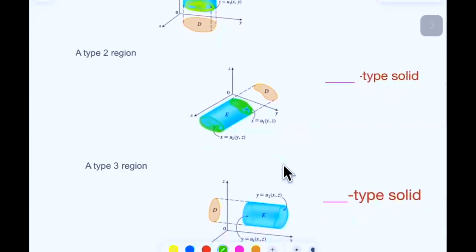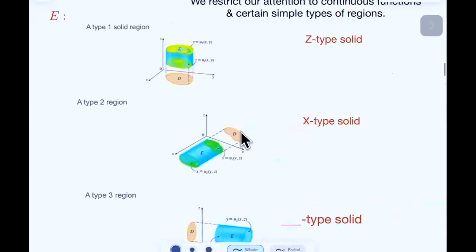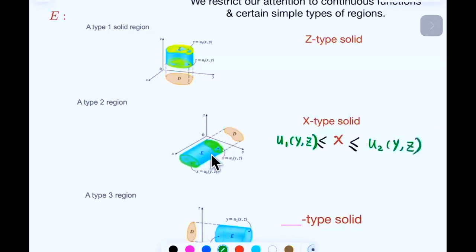Then, to make it easier to remember, I'm going to call this an X-type solid. X is bounded by U1 and U2. Now let me try to write this out. The X over here is going to be greater than or equal to U1, a function of Y and Z, and less than or equal to U2 of Y and Z. So X is bounded below by this, bounded above by this.